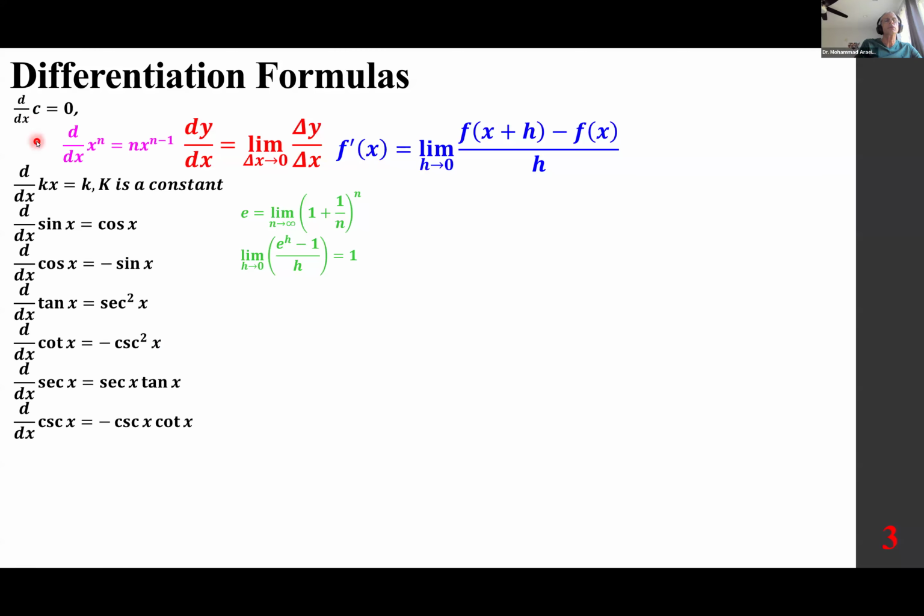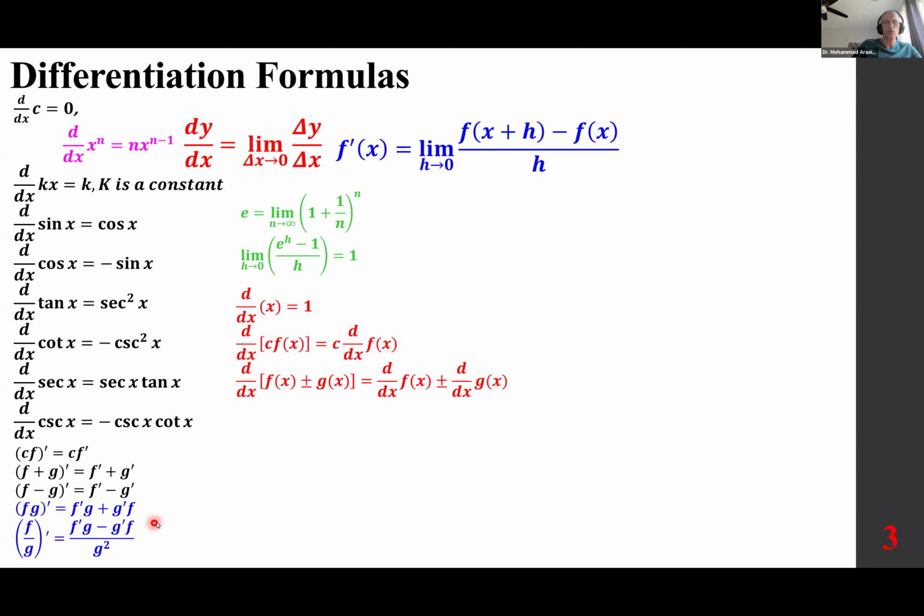The power rule: the derivative of x to the power of n is n x to the power of n minus 1. And then we go to trigonometric functions. Basically, what these properties tell us is that the derivative of x is 1, and if you want to differentiate, you do it term by term.